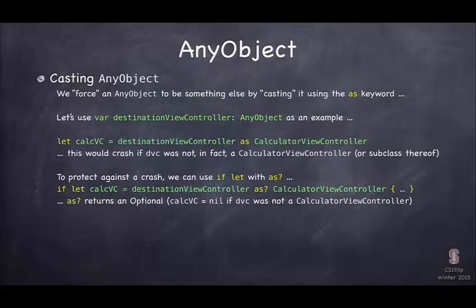And so you can say if let calc VC equals destination view controller as question mark calculator view controller, and then inside there you've got calc VC set, and you know that it's a calculator view controller, and any object is now in your past, okay? Make sense? So we get as and as question mark.